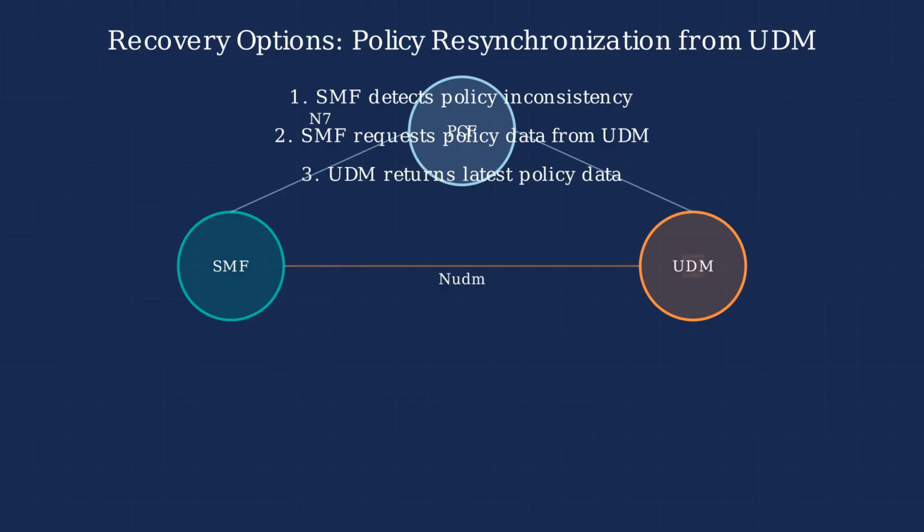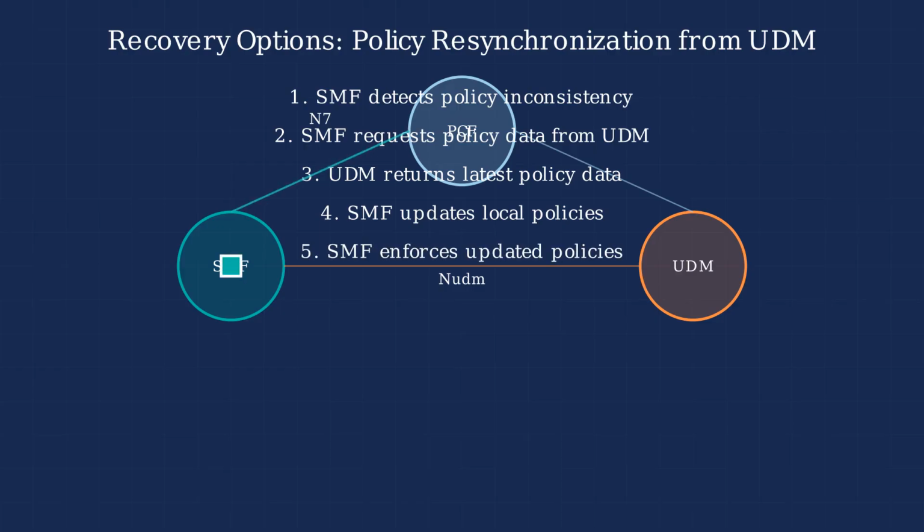The UDM responds with the latest subscriber policy data. The SMF updates its local policy database with the retrieved information. Finally, the SMF enforces the updated policies, ensuring all network functions operate with consistent policy data.